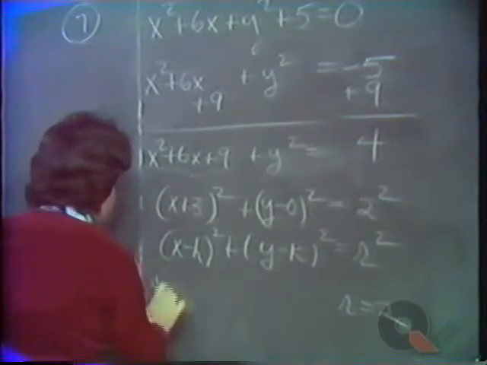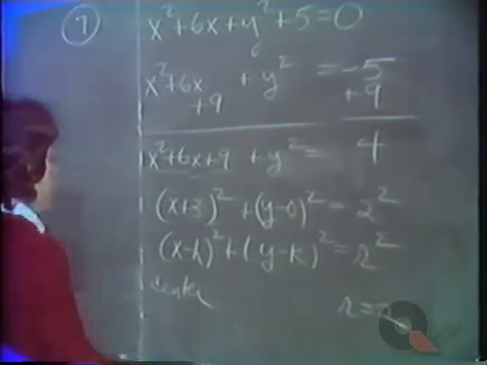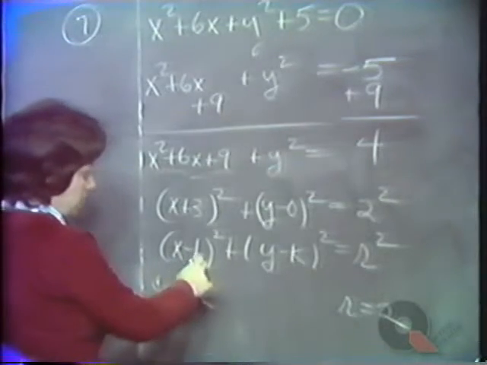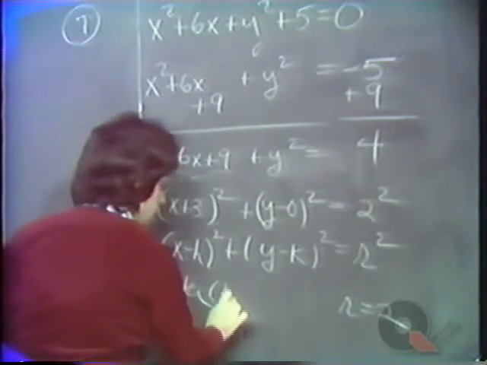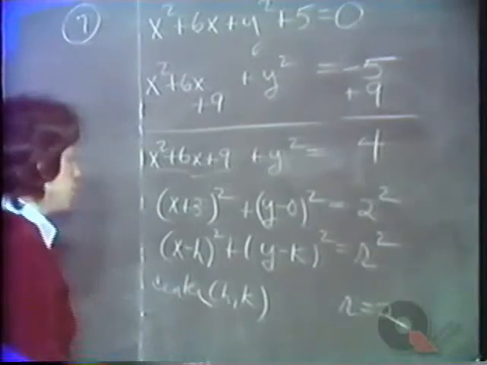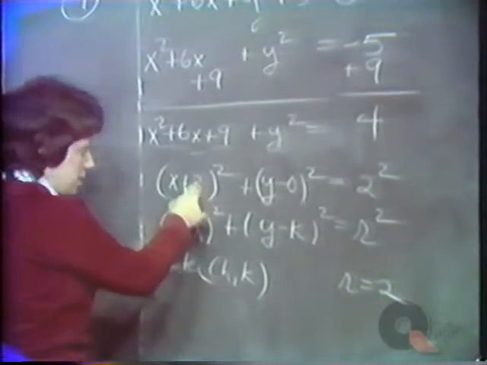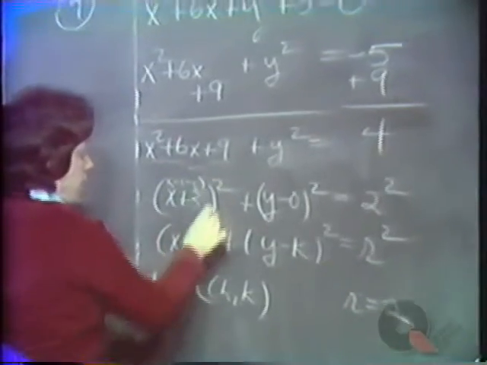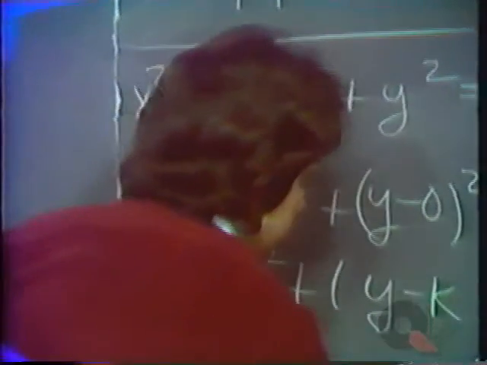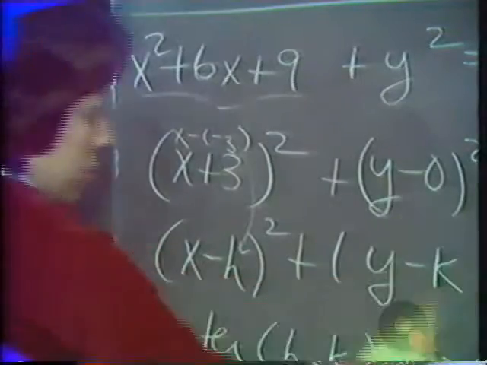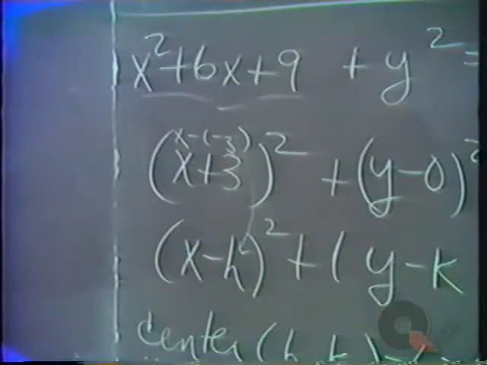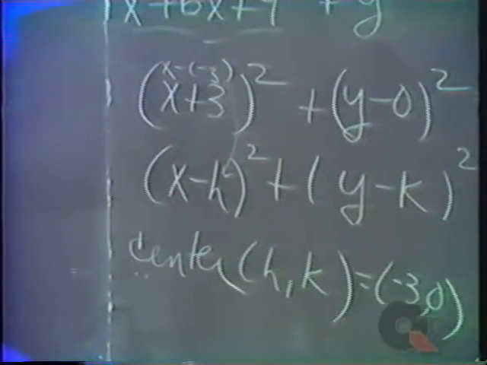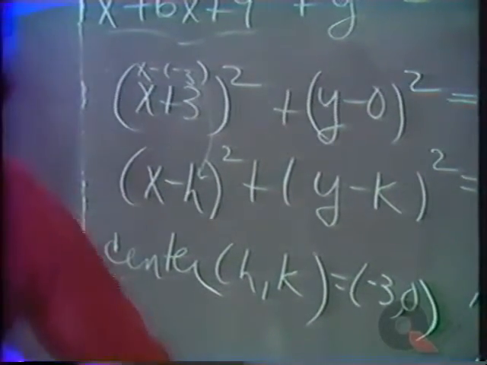Now, the center, careful here, it's going to be the opposite sign. I need x minus h, and then h, k, the coordinates of the center. So think of this as x minus a minus 3. Minus 3 is your h. So the center is at minus 3, and of course k is just 0. We have a circle, center at minus 3, 0, radius 2, and let's sketch that.